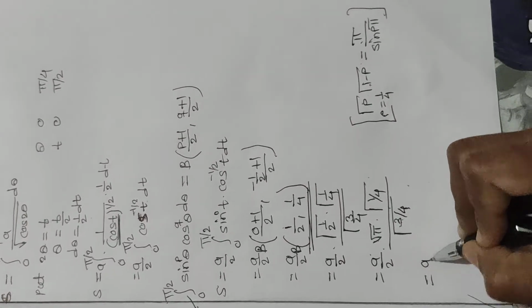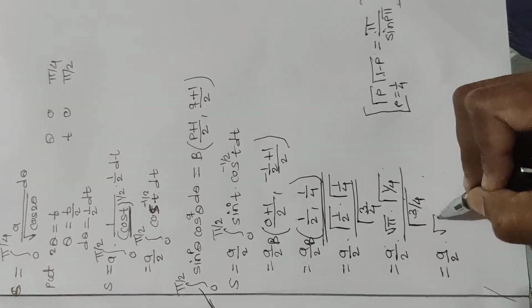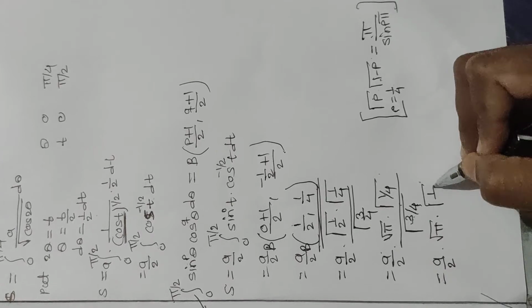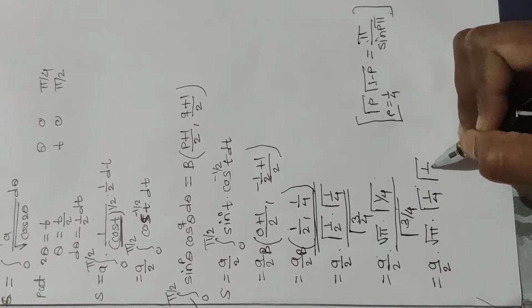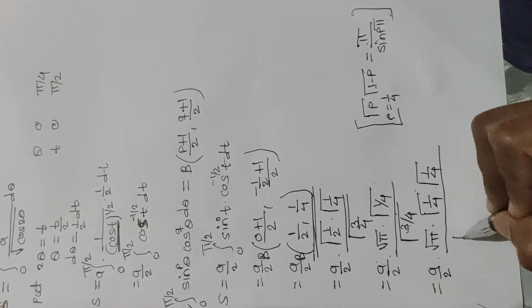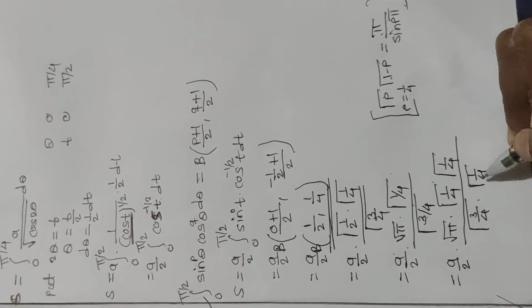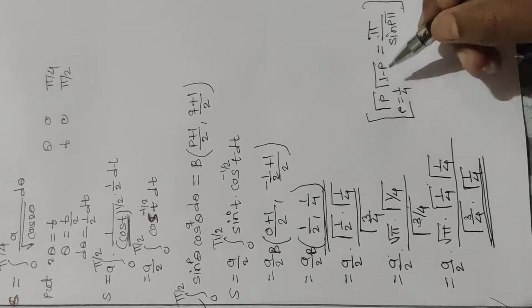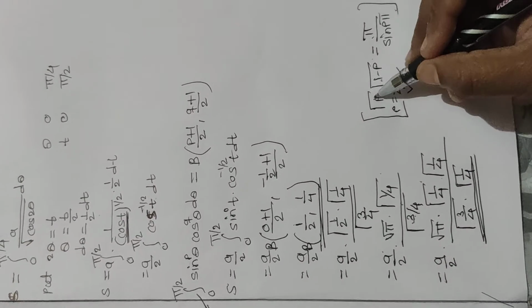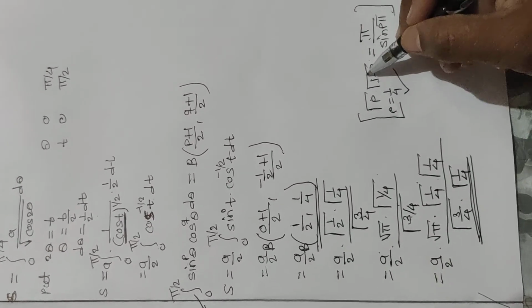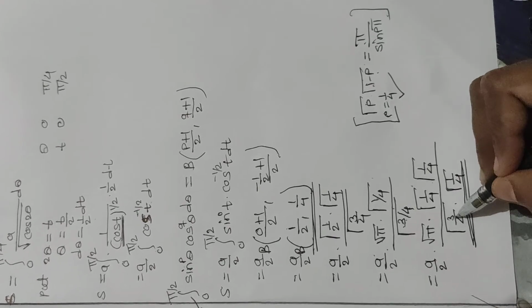So this can be written as a by 2 into root pi, multiplied and divided by gamma 1 by 4. So gamma 1 by 4 times gamma 1 by 4 divided by gamma 3 by 4 into gamma 1 by 4. And for this numerator we apply this result, because our p is 1 by 4 and 1 minus 1 by 4 becomes 3 by 4. This is also present.